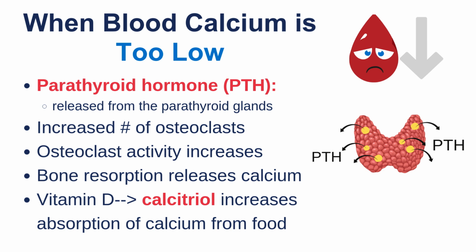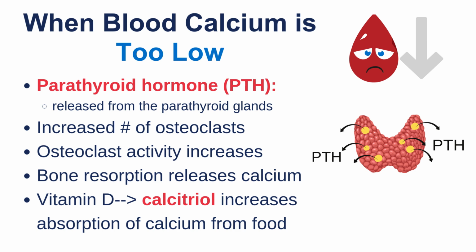Let's start with what happens when blood calcium levels drop too low. If blood calcium levels are too low, we need to get more calcium from somewhere. And we get that from our bones and what we eat. In response to low blood calcium, the parathyroid glands release parathyroid hormone, or PTH. The parathyroid glands are found on the posterior of the thyroid in your neck.